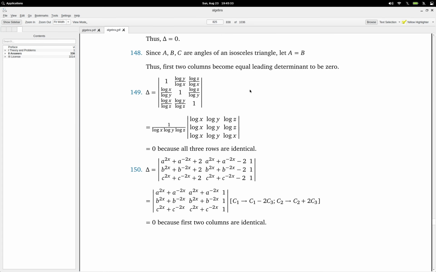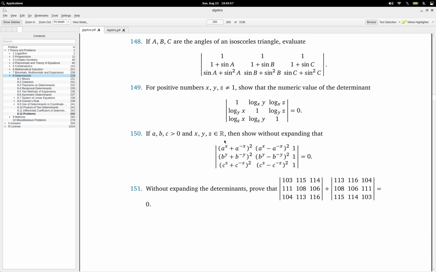Now what we do is we take 1 upon log x common from row 1, 1 upon log y common from row 2, and 1 upon log z from row 3. So the first row will become log x, log y, log z, the second row will become log x, log y, log z, and the third row will also become log x, log y, log z. Now all three rows are identical, so the determinant will be equal to 0.